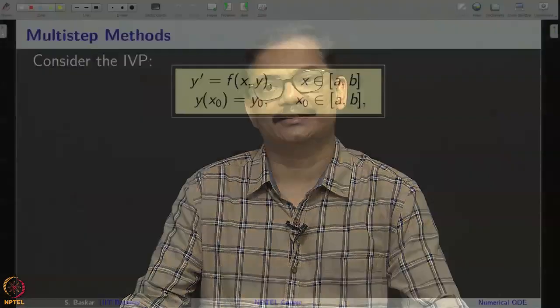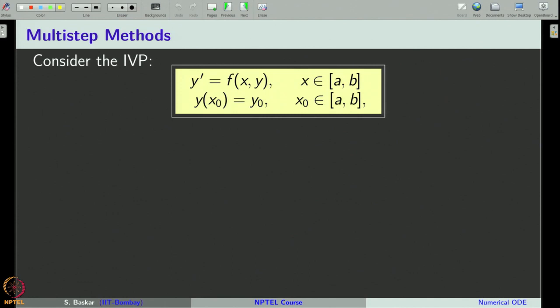Recall that we are interested in approximating the solution of the initial value problem y' = f(x, y), where the equation is posed on a closed and bounded interval [a, b], and we are also given an initial condition y(x0) = y0, where x0 is some point in the interval [a, b]. Generally, we take x0 to be equal to a just for the sake of simplicity.